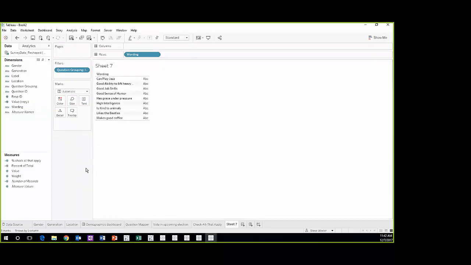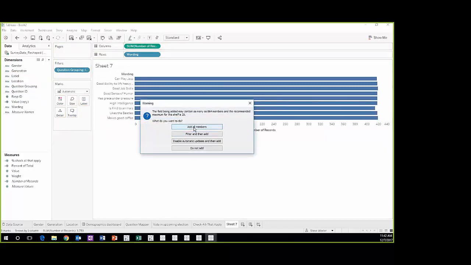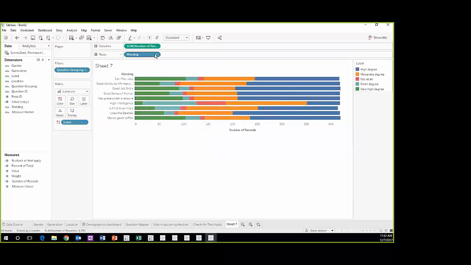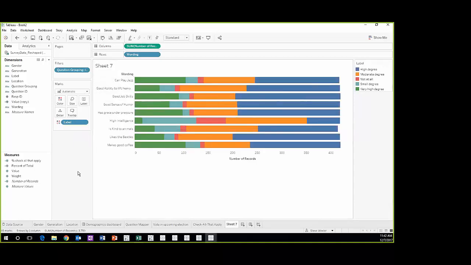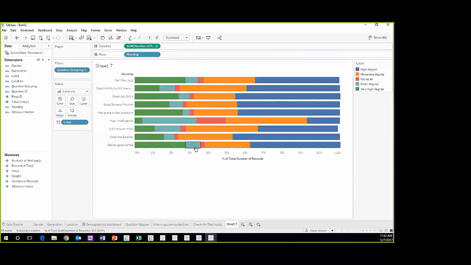And let me then go to town with this thing and put number of records on columns, and let me put the label on color. This is a hot, ugly mess. Or those of you who have read the Big Book of Dashboards, we refer to this as a screaming cat. Hold on, let me do percent, quick table calculation, percent of total.